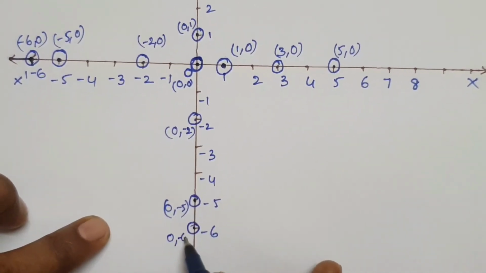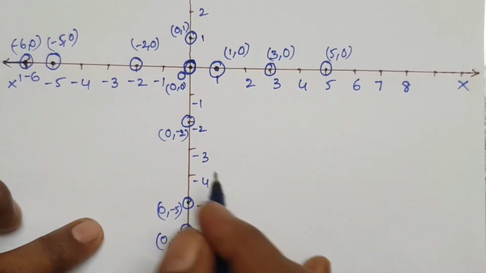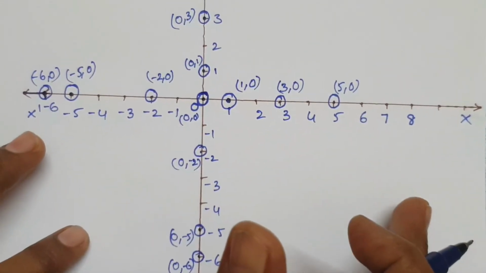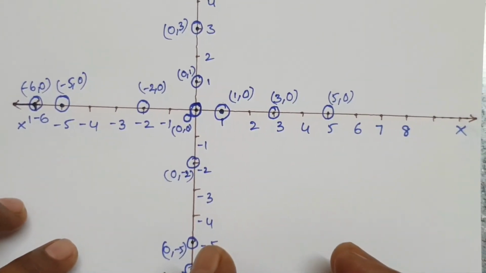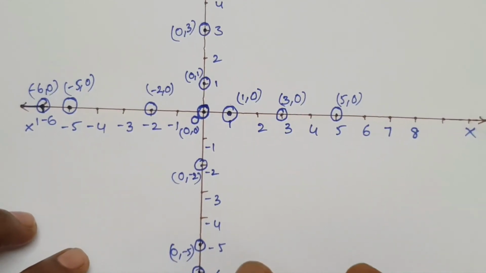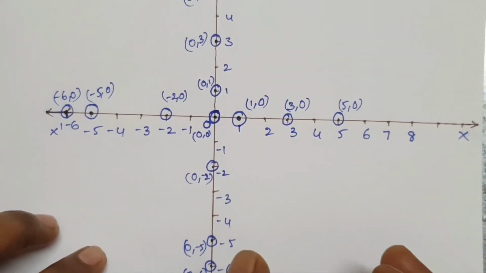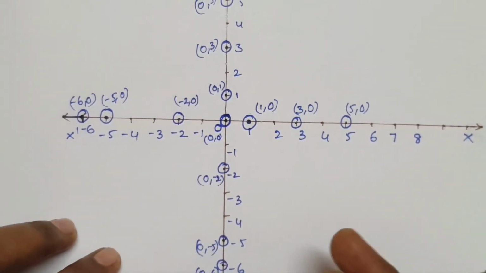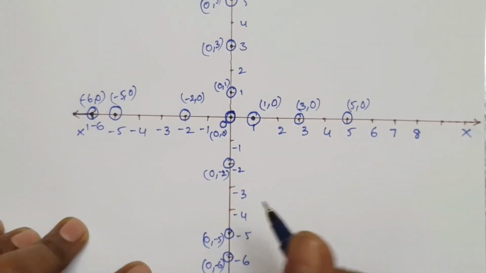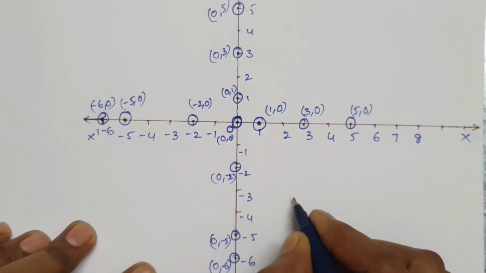So what do you observe here? The y coordinate of all points on the x-axis is 0, and the x coordinate of all points on the y-axis is 0. That is the final answer. So what do you observe?